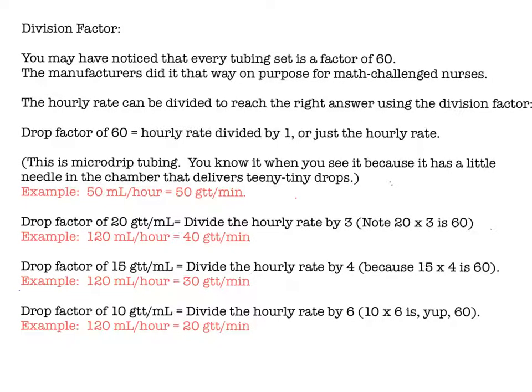If your tubing has 10 drops per ml, divide the rate by 6. 10 goes into 60 6 times. So that same order for 120 mLs per hour is now 20 drops per minute. It always works. And let me just show it to you so that it makes sense.